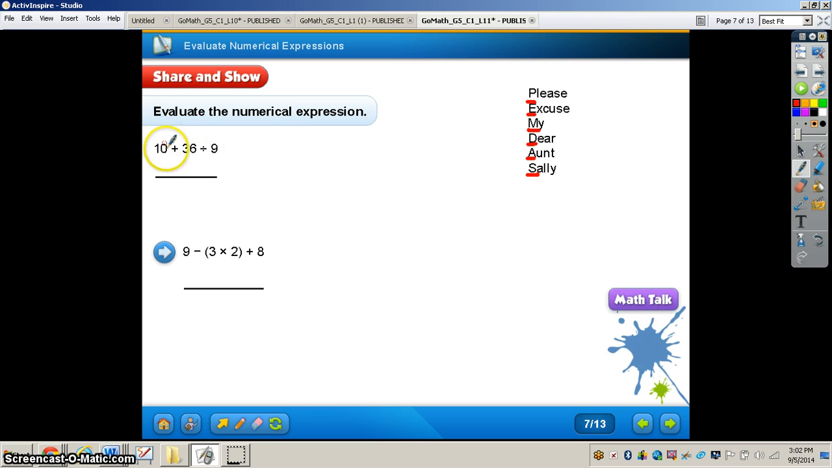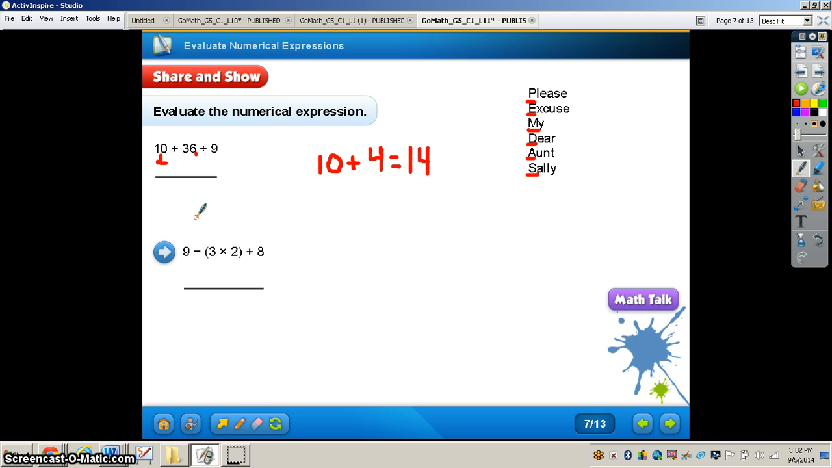Okay, so we take 10 plus 36 divided by 9. The first thing we will do is take that 36 divided by 9, and I know that's going to give me 4. And then, so I will write my 4. And then after that, I'm going to drop my 10. I'm just going to write it over here. So we'll do this together. So now we have 10 plus 4 equals 14. Okay, so 14 would be my answer there.